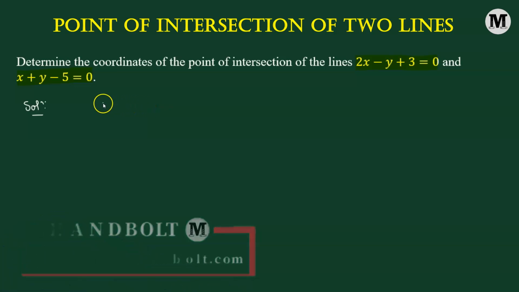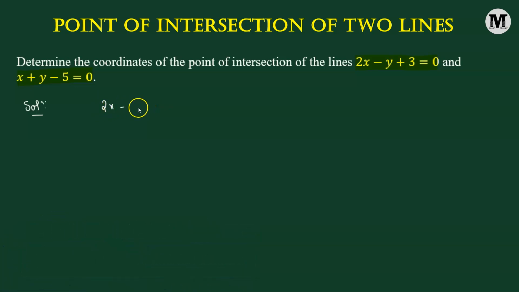For the first equation, we have 2x minus y, but we are going to write it as 2x plus (-1) times y plus 3 = 0. Let this be the first equation. Then we have the second linear equation: x plus y minus 5 = 0, which we rewrite as 1 times x plus 1 times y minus 5 = 0. Let this be number 2. Let's try to solve these equations.